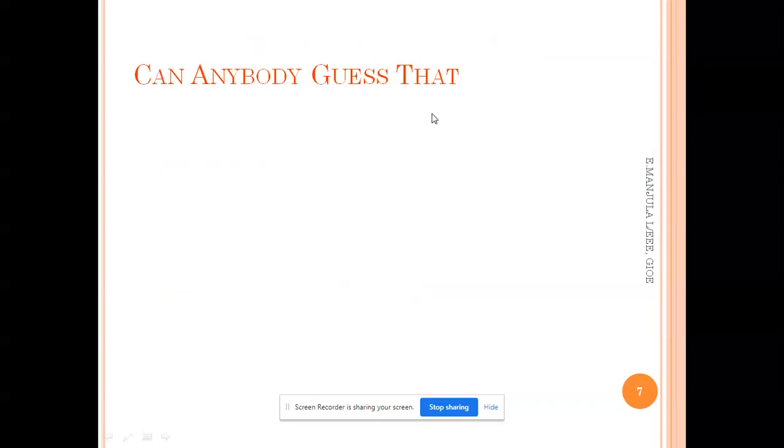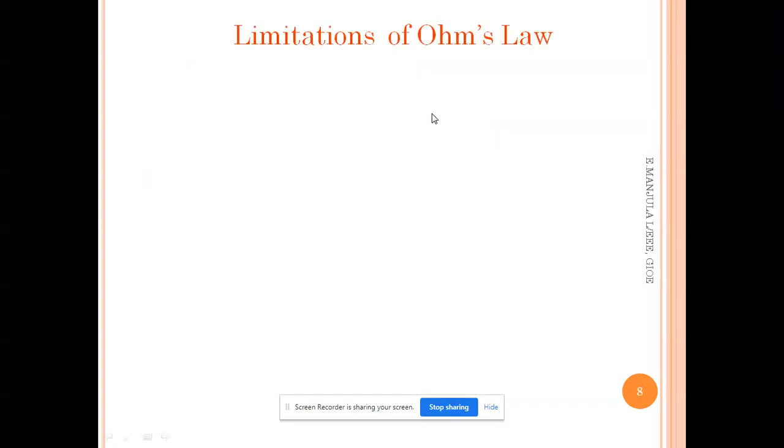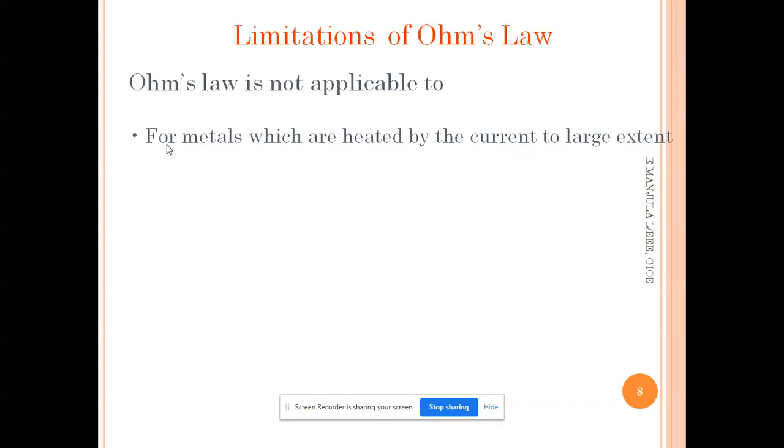Can anybody guess whether Ohm's law has some limitations? Let us see these limitations. Ohm's law is not applicable for metals which are heated by the current to a large extent. Means there are some metals which are heated up by the current flowing through the metal. It means the current is changing the temperature, so for those metals Ohm's law is not applicable.